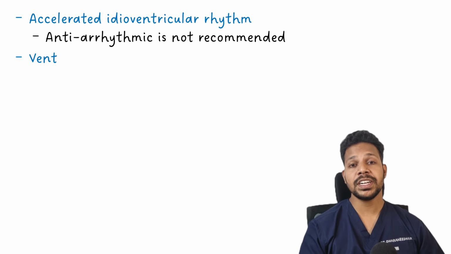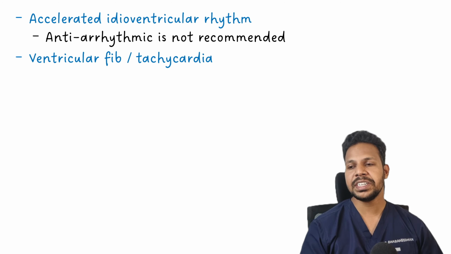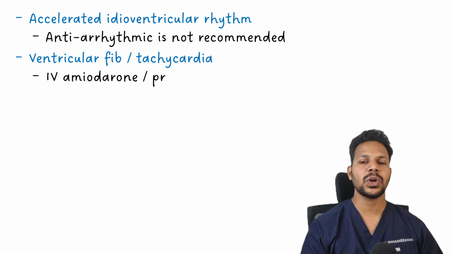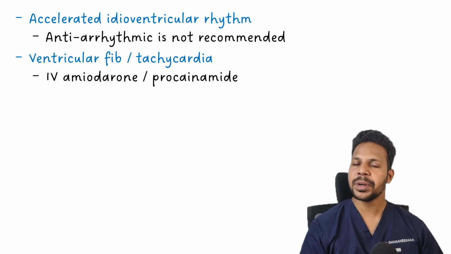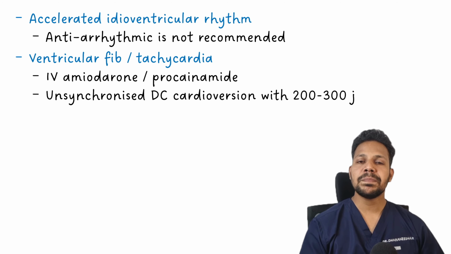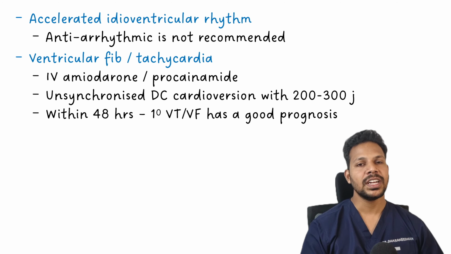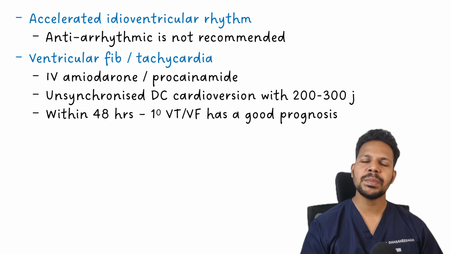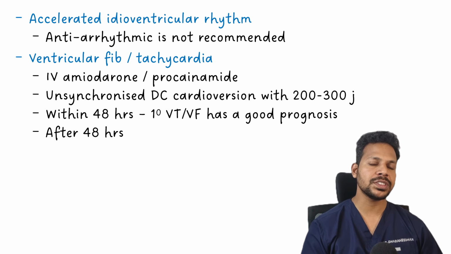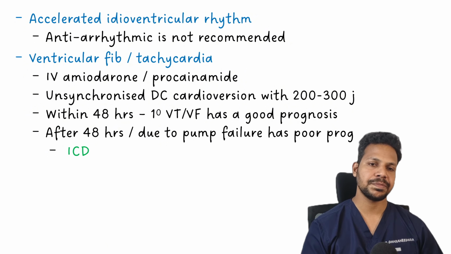The next one is ventricular fibrillation or ventricular tachycardia. This arrhythmia is life-threatening, so you should intervene with intravenous amiodarone or procainamide. If the patient is hemodynamically unstable or in shock, then you can use unsynchronized DC cardioversion with 200 to 300 joules. If the patient develops this VT or VF within 48 hours, the patient will likely have a good prognosis. But if VT or VF develops after 48 hours, this is usually because of pump failure and it has poor prognosis. In such a patient, an implantable cardioverter defibrillator should be placed.